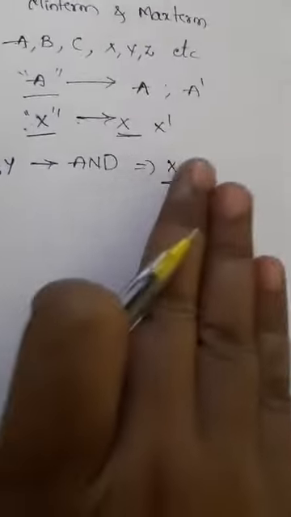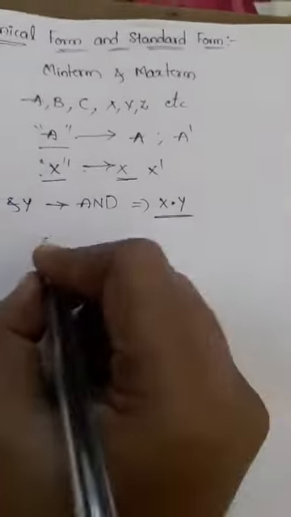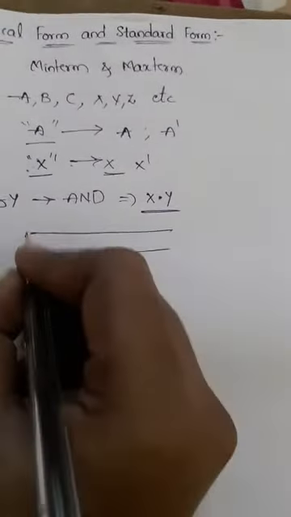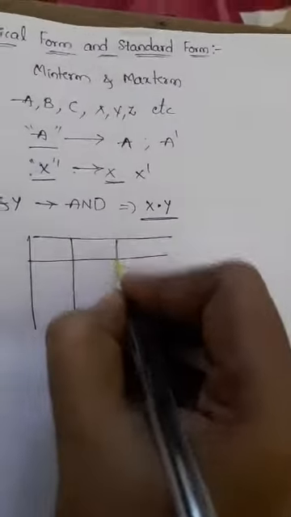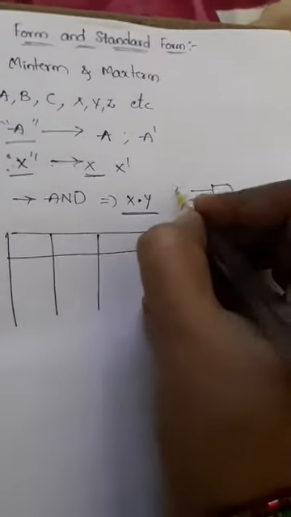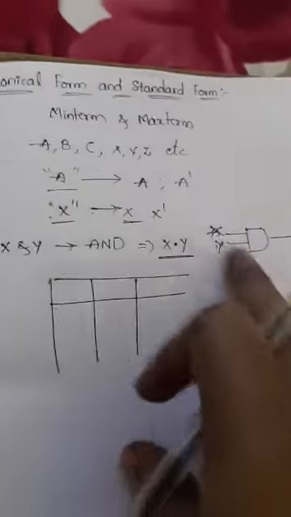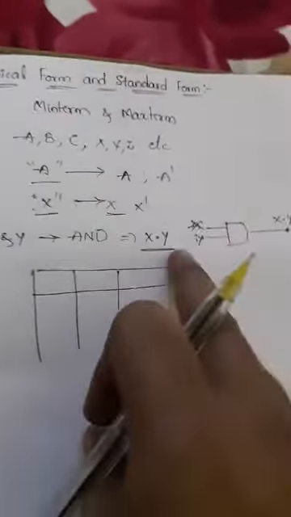Before going to that, first let's see the output operation of the AND logic operator. The logic diagram is like this: the inputs are x and y, and the output of the AND gate is x dot y. Just write it down, the AND operation output.